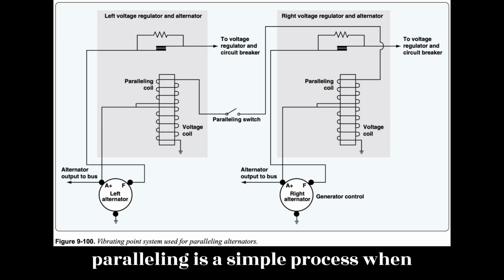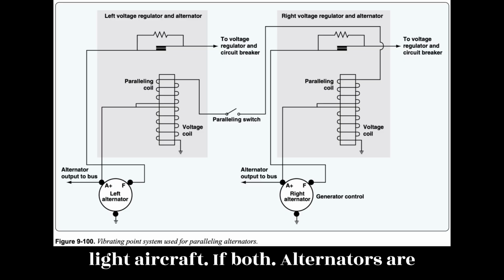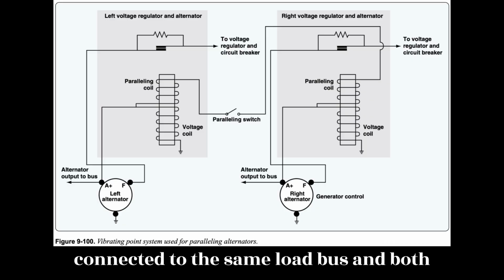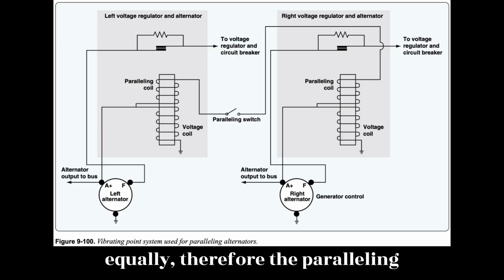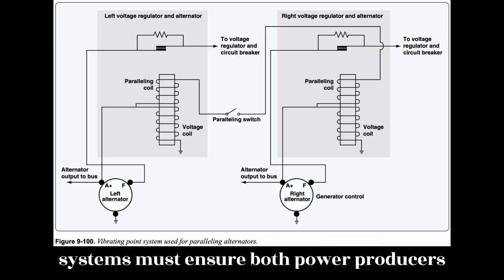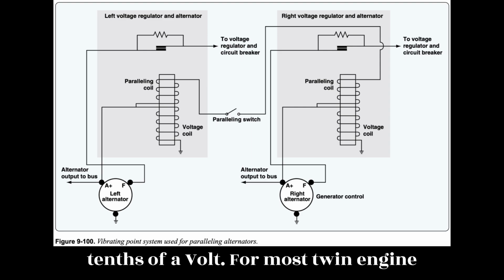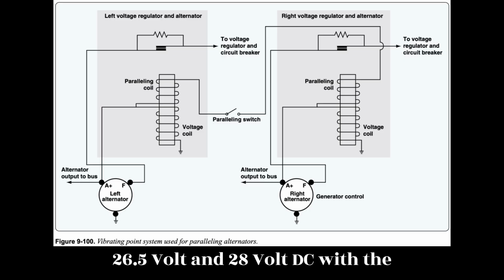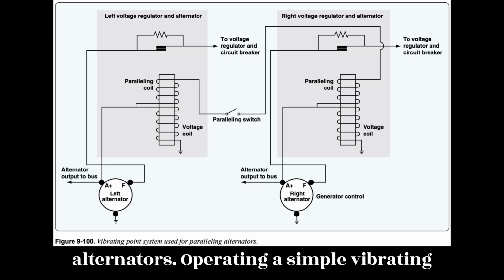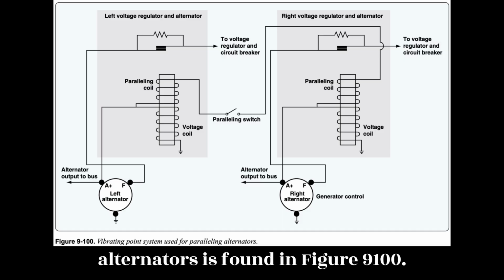In general, paralleling is a simple process when dealing with DC power systems found on light aircraft. If both alternators are connected to the same load bus and both alternators produce the same output voltage, the alternators share the load equally. Therefore, the paralleling systems must ensure both power producers maintain system voltage within a few tenths of a volt. For most twin-engine aircraft, the voltage would be between 26.5 volts and 28 volts DC with the alternators operating. A simple vibrating point system used for paralleling alternators is found in Figure 9.100.